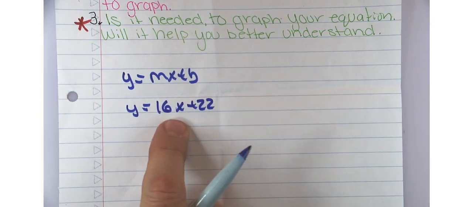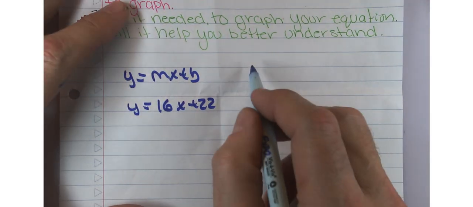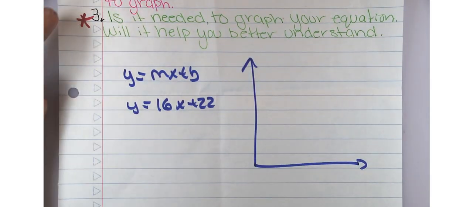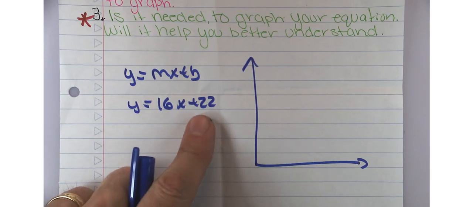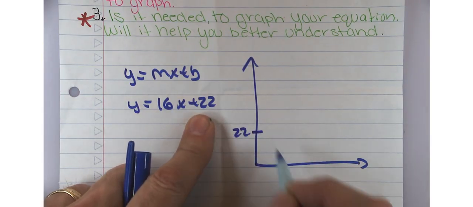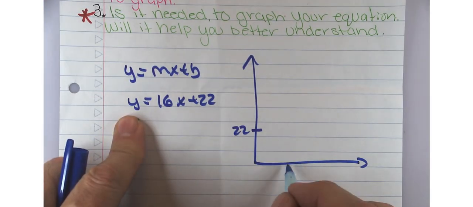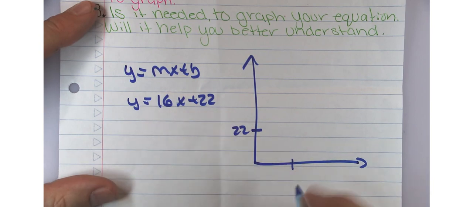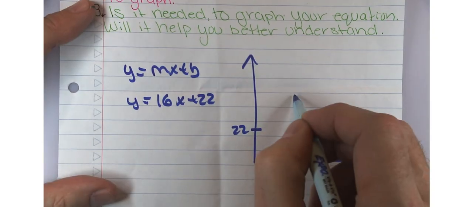16x plus 22. If I wanted to graph this, first of all, I know where I start on the x-axis, right? Where's my point? It's not on the x-axis, but on the y-axis. Where do I start? Yeah, I start at 22, right? So when x is 0, y is 22. And here's an easy thing. If I wanted to figure out where this point is when x equals 1, I'm just really going to add that right there.